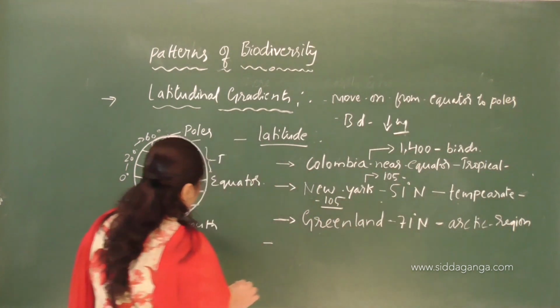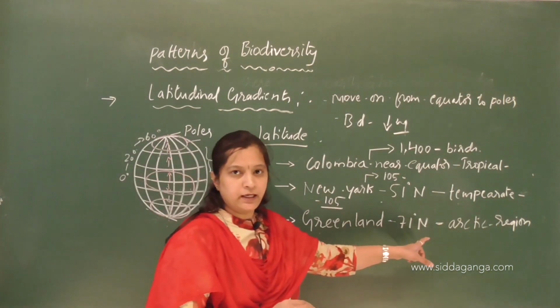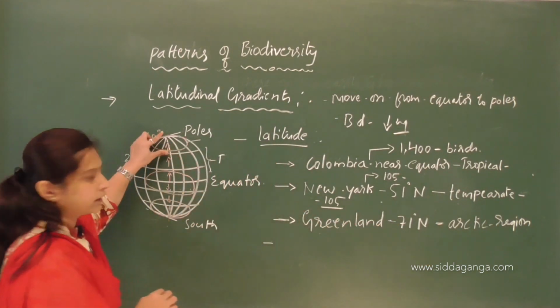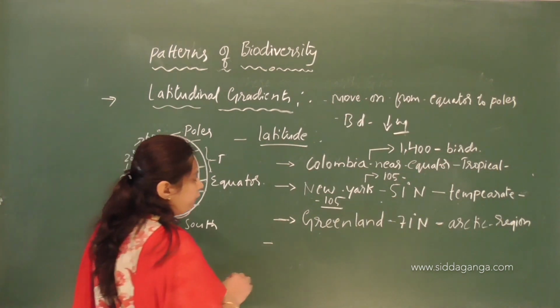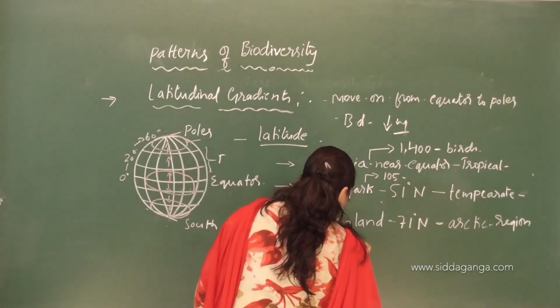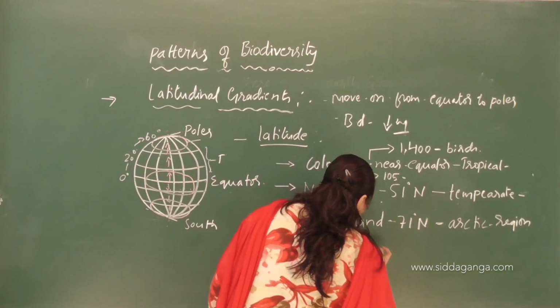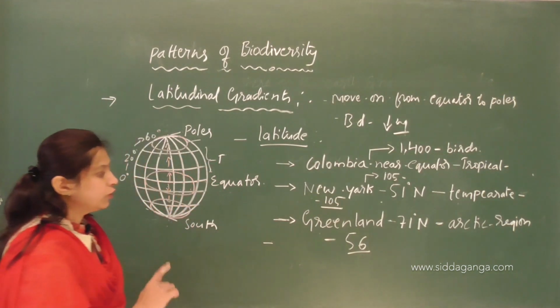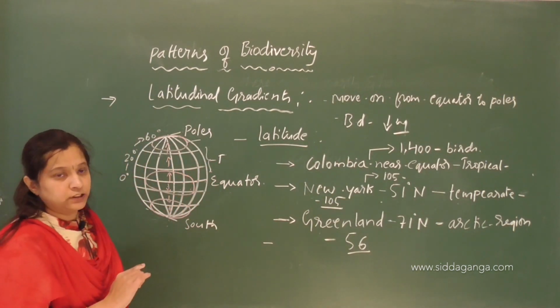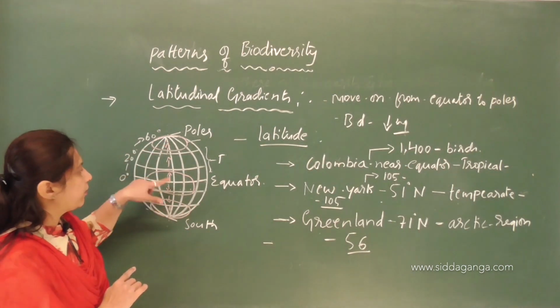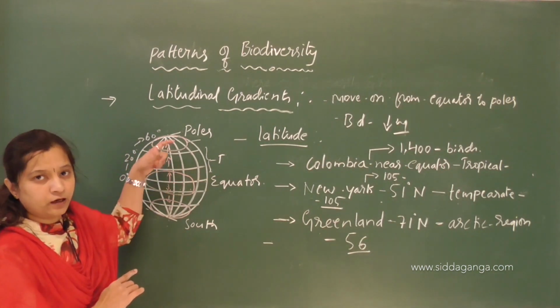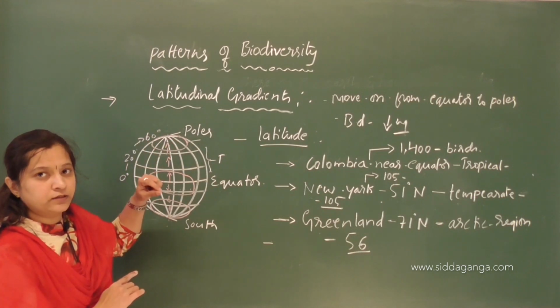And Greenland is located at 71 degrees north, in the Arctic or polar region, near the North Pole. So it has a very small number of bird species, only 56. Now we will come to know the diversity. As we move from the equator towards the poles, the biodiversity declines or decreases.